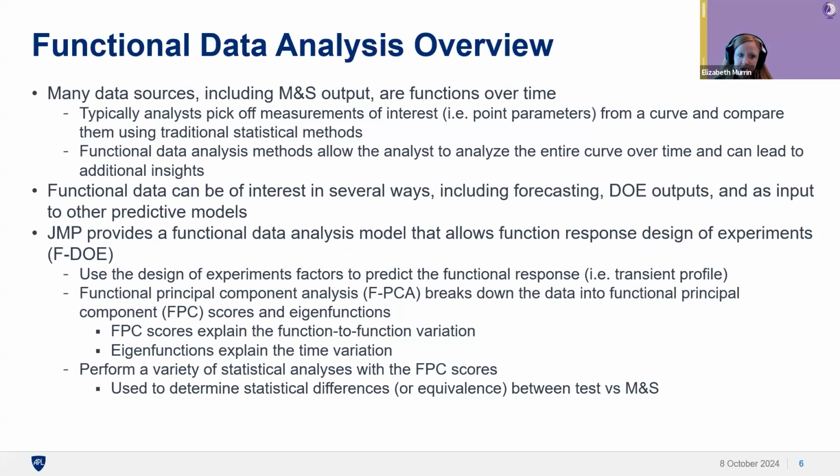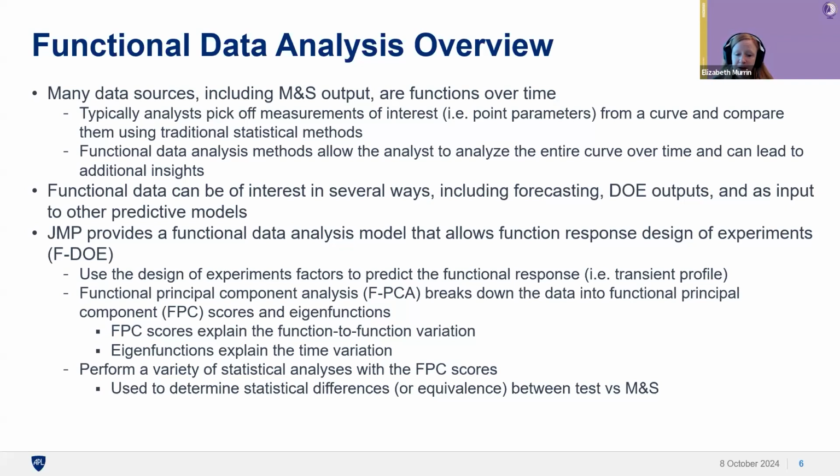So what we explored was functional data analysis methods so that we could evaluate that entire time curve, and then maybe we could get additional insights that were being lost by just picking off points on our curve. Functional data can be interesting in many ways, including forecasting, DOE outputs, and as inputs into other predictive models. JMP is a type of statistical software, and it provides an opportunity for us to do functional data analysis and tie things back to our design of experiments called FDOE.